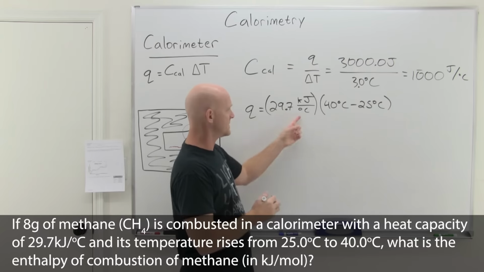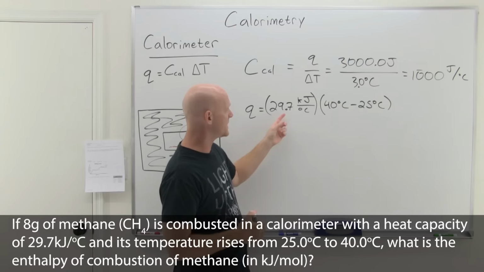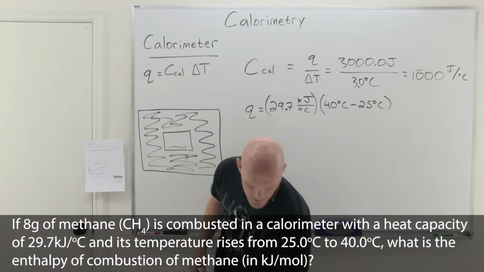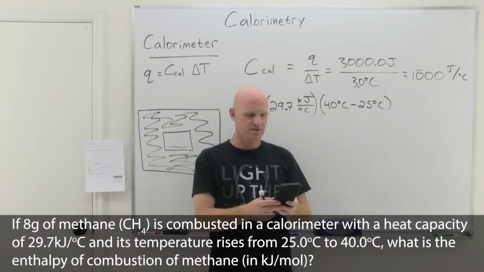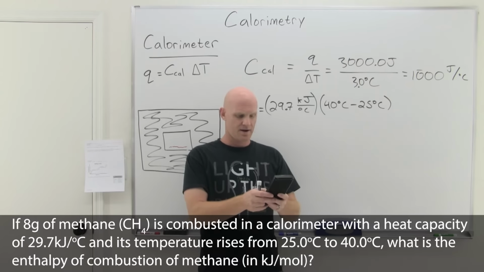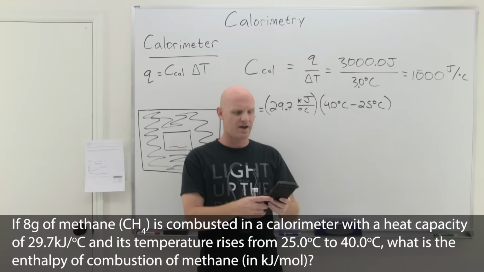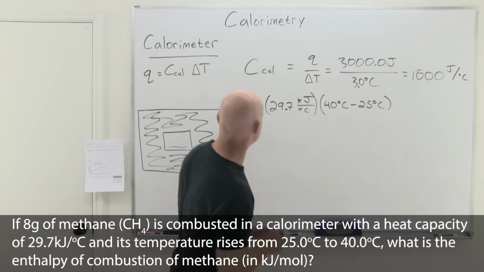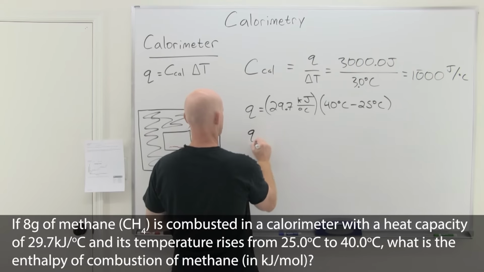And we'll see the units of degrees Celsius here are going to change. But if we take 29.7 times 15, and I'll pull out a handy dandy calculator to do this, 29.7 times 15, I get 445.5 kilojoules.